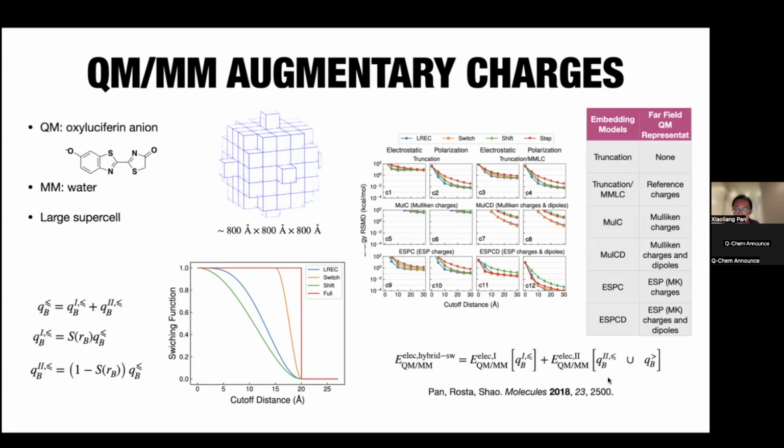By doing the switch function, some part of these nearby charges is also put into the long range part. So this just makes sure it is continuous at the boundary.